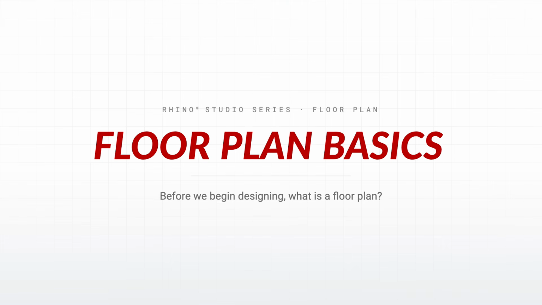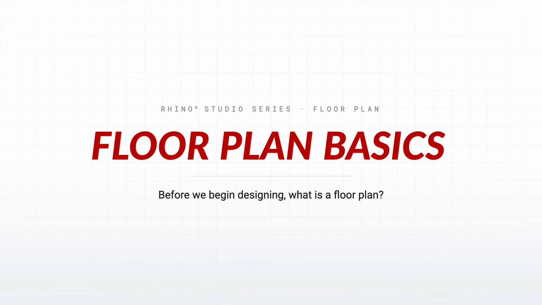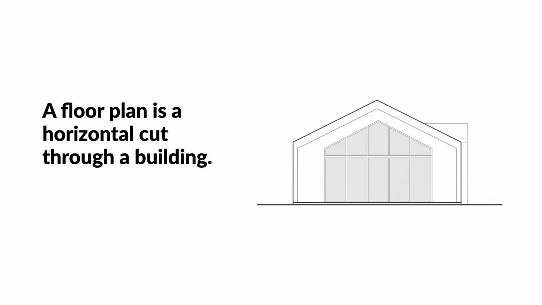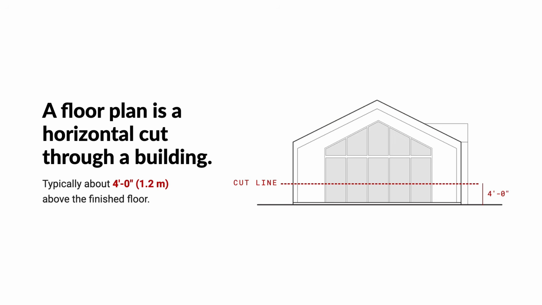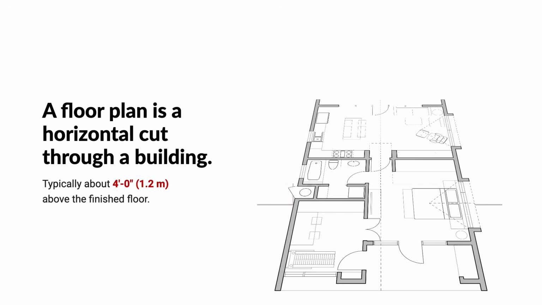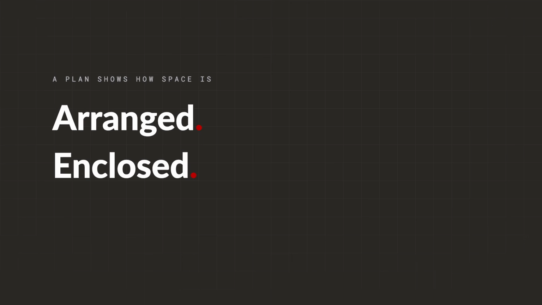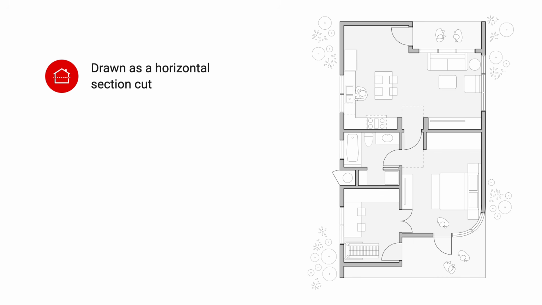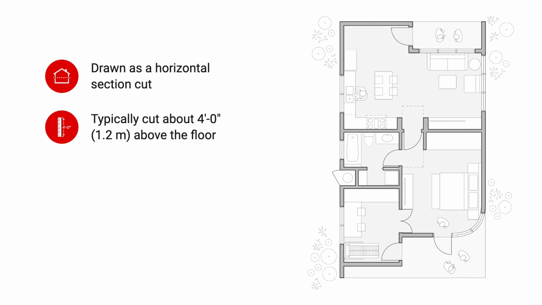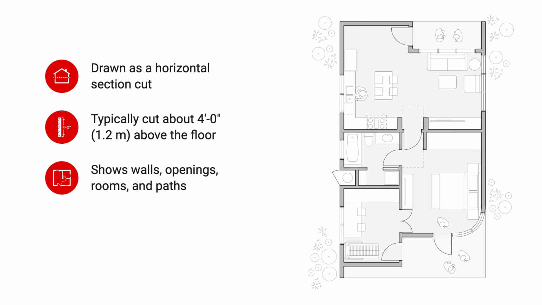But before we begin designing, what is a floor plan? A floor plan is a horizontal section cut through a building, typically about 4 feet or 1.2 meters above the finished floor. It shows how a space is arranged, enclosed, and used. As you develop a floor plan, remember these 4 key factors: where the plan is cut, the height of the cut, what elements are shown, and how those elements communicate the way the space functions.